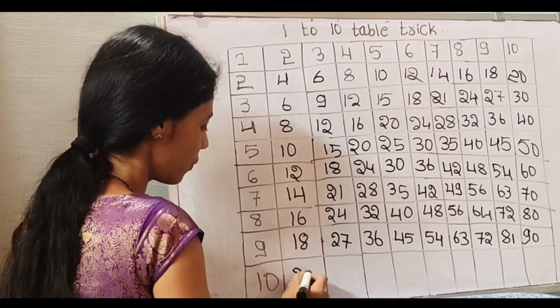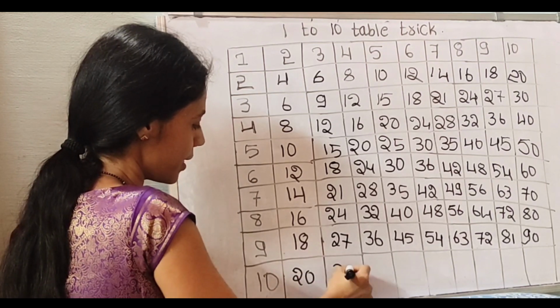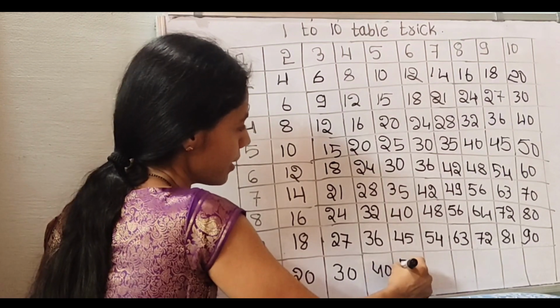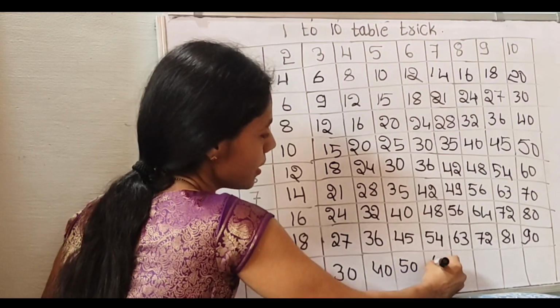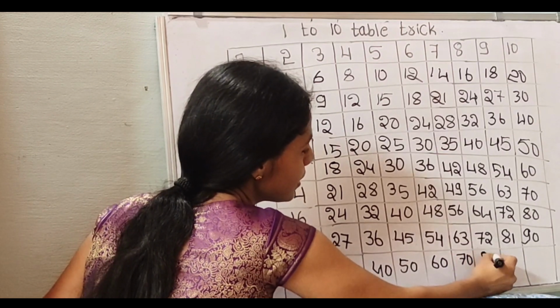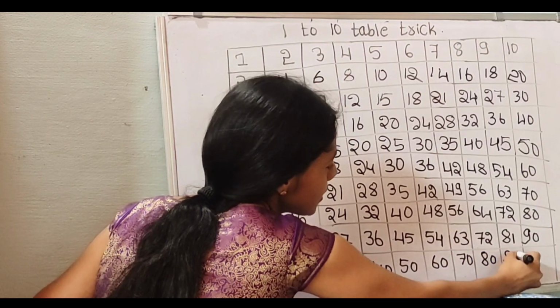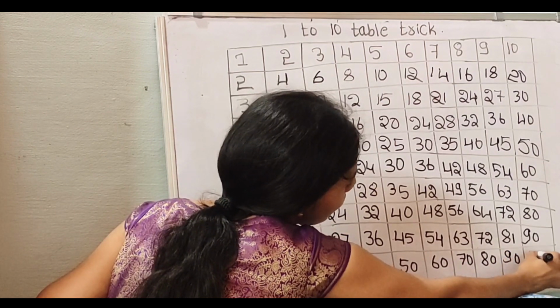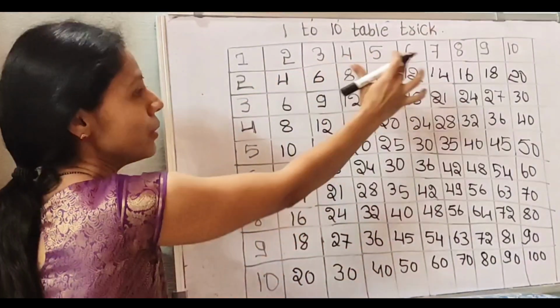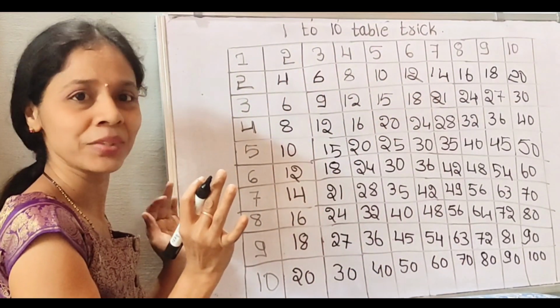10 2s are 20. 20 plus 10 is 30. 30 plus 10 is 40. 40 plus 10 is 50. 50 plus 10 is 60. 60 plus 10 is 70. 70 plus 10 is 80. 80 plus 10 is 90. 90 plus 10 is 100. This way we easily write the 1 to 10 tables. Okay? Understood?